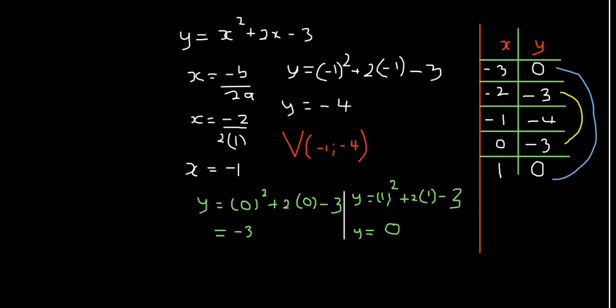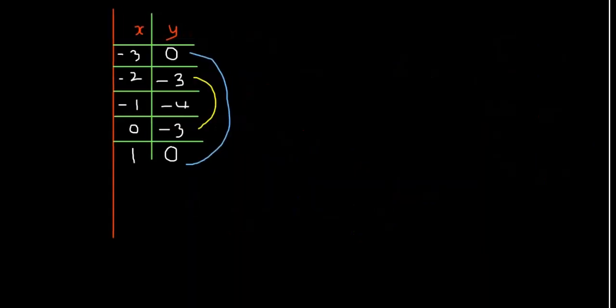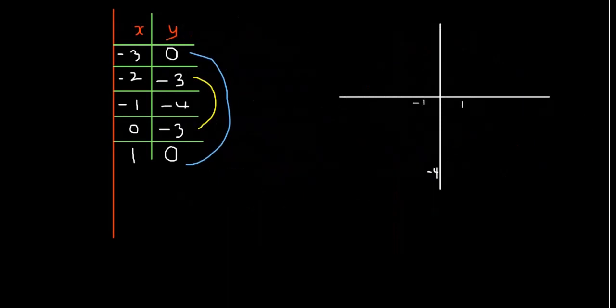Now that we've got those points, let's put them here so that we are able to plot the graph. Let me plot it in this line. We've got negative 4 here. This is our 1, negative 1. And we've got our negative 2, negative 3. Those are the points we need for this graph.